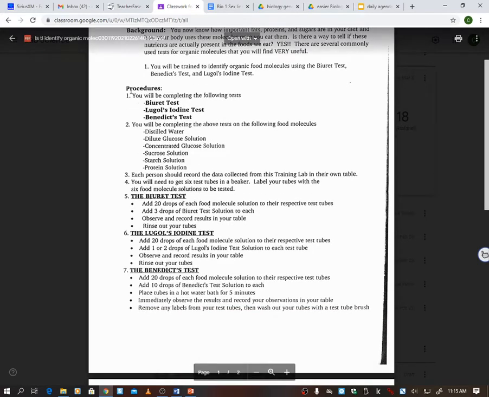So the procedures, as you read through here, will be completing the following tests. Today, when I introduce this to the students, we'll read through this, and we're going to get the chart set up. You will be completing the above tests on the following foods. So we have the 3 tests, and we have these 6 different foods that we're going to do. It says each person should record the data collected from this training lab in their own table.